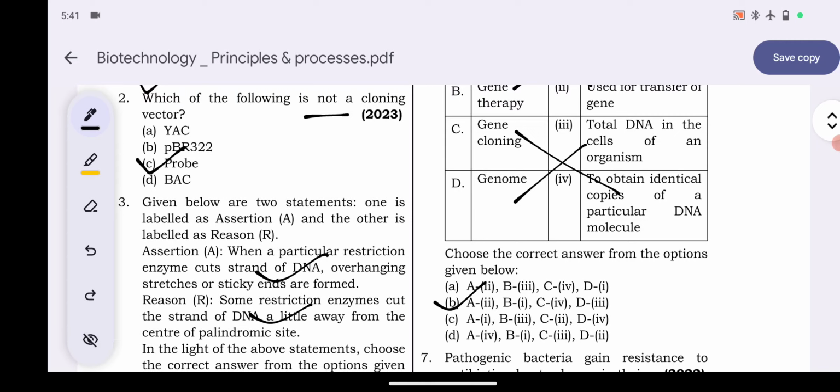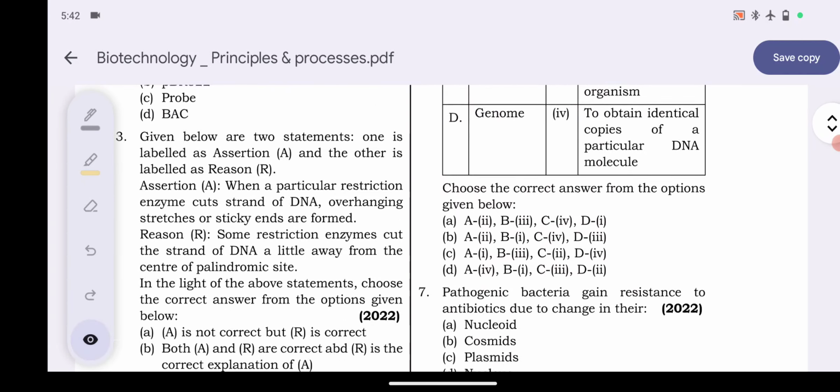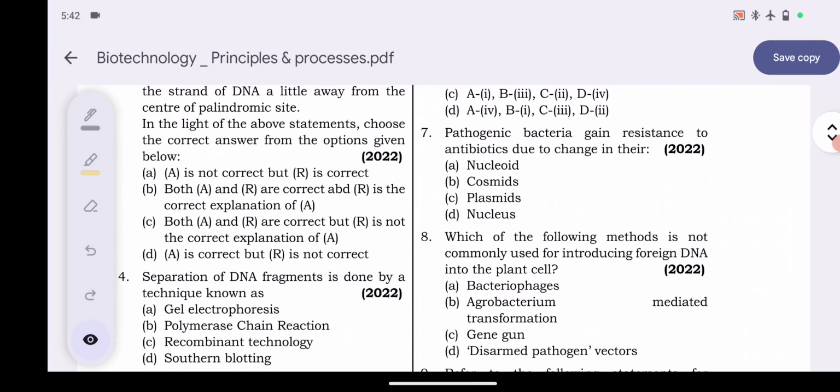Explanation. Gene gun or biolistics is a direct gene transfer method suitable for plant cells. Gene therapy involves replacement of a faulty gene by a normal healthy gene. Gene cloning is done to make identical copies of a particular DNA molecule, and genome is the total DNA in the cell of an organism. So option B is your correct answer. Question number 7. Pathogenic bacteria gain resistance to antibiotics due to change in their: nucleoid, cosmids, plasmids, nucleus. So here the answer is option C, plasmids.